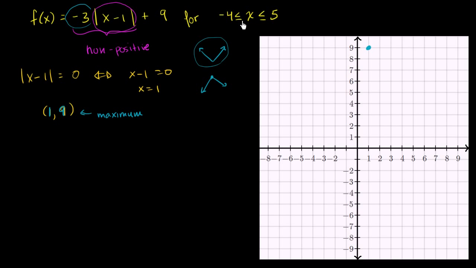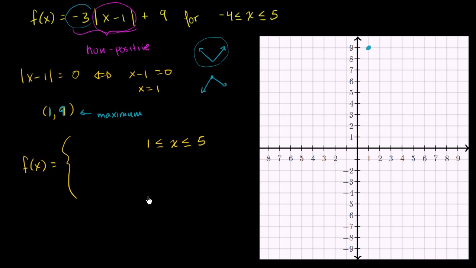Well, we don't have to do it this way. Once again, you could just try out points if you like, but I like to really analyze what's going on here. So let's break up this function definition into two pieces. One piece to the right of the vertex, and one piece to the left of the vertex. So to the right of the vertex, that's going to be 1 is less than or equal to x, which is less than or equal to 5.